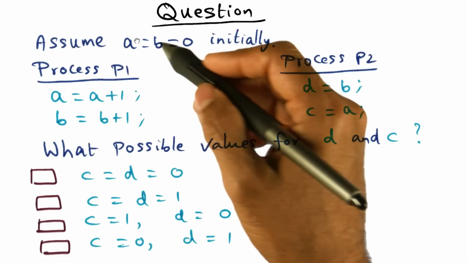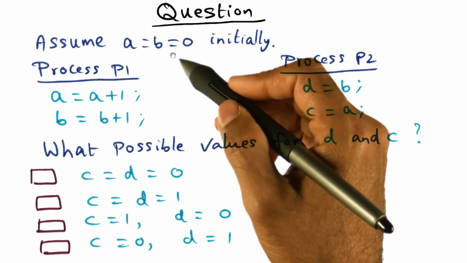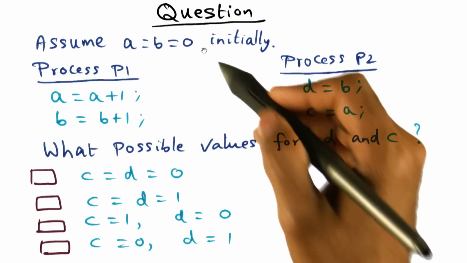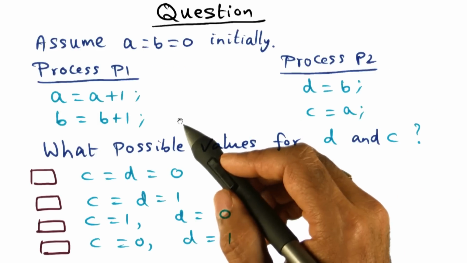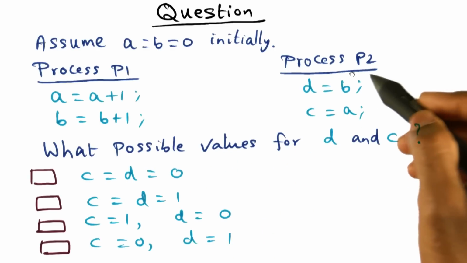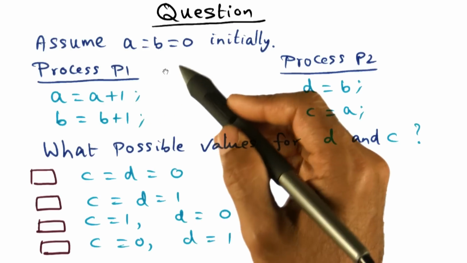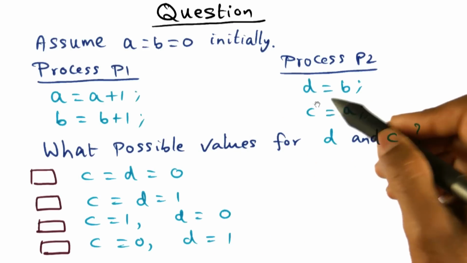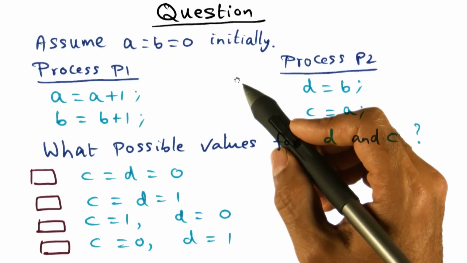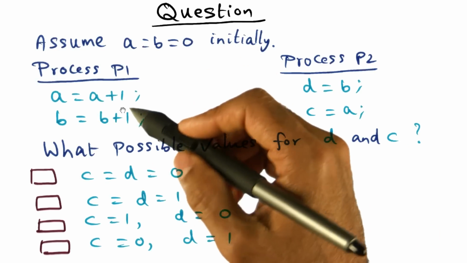Let's say that initially you've got two memory locations, A and B, and both these memory locations have been initialized to 0. And let's say that there are two processes executing on two different processors, P1 and P2. And so A and B, C and D, they're all shared memory locations. And let's say that process P1 is executing this piece of code.